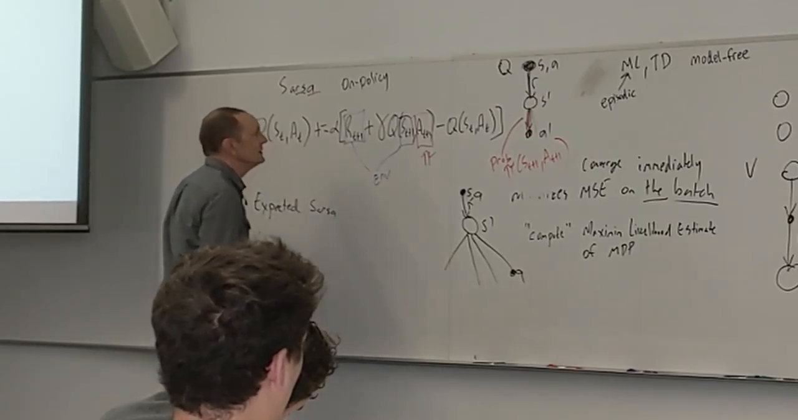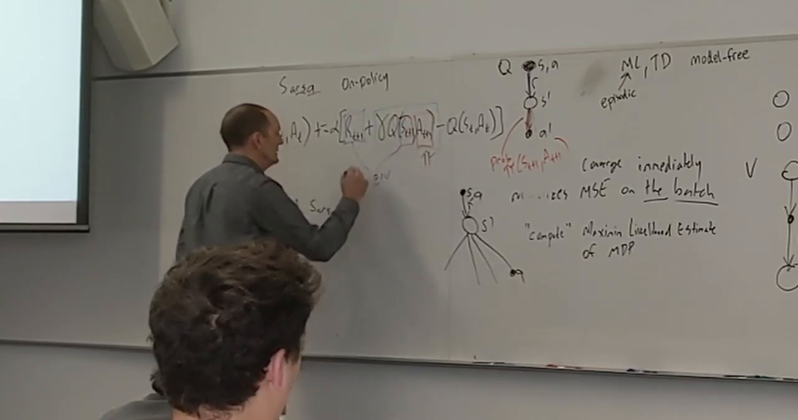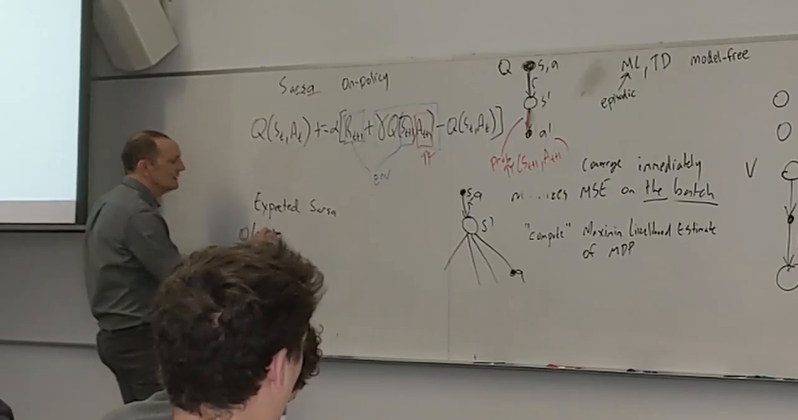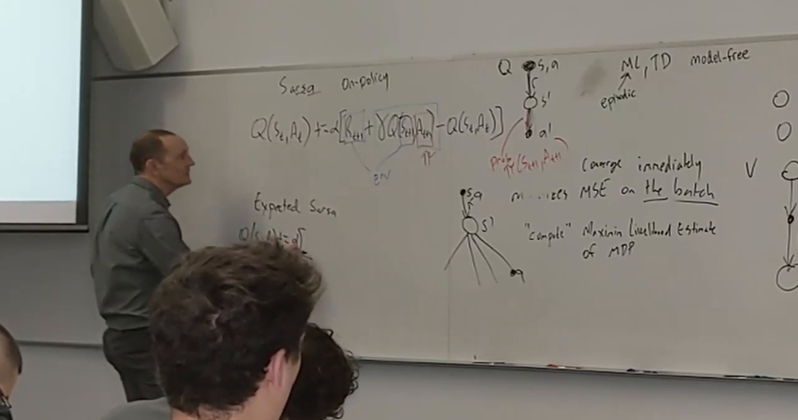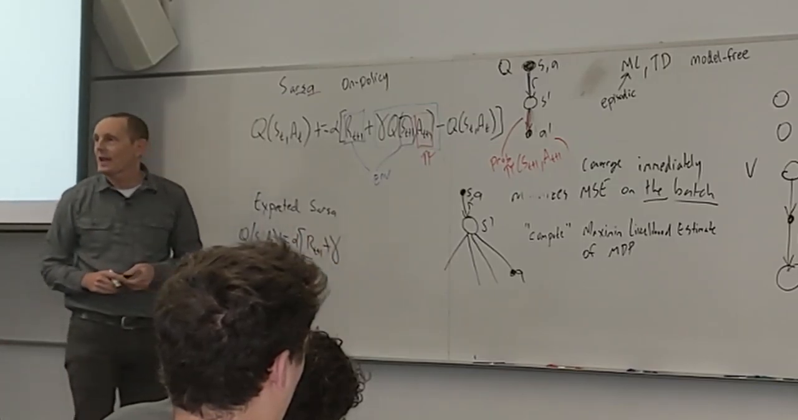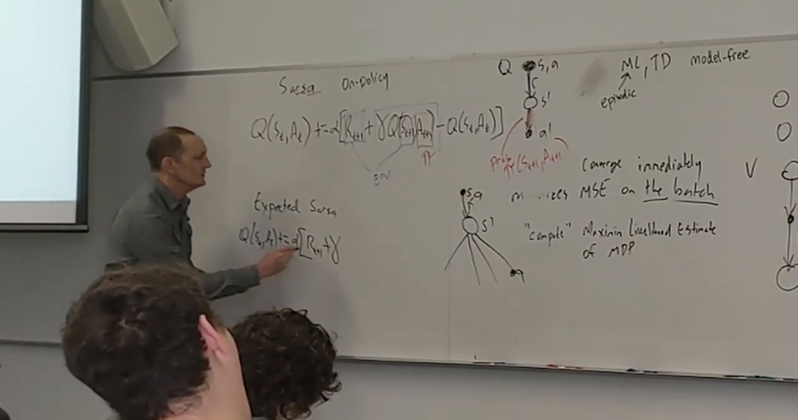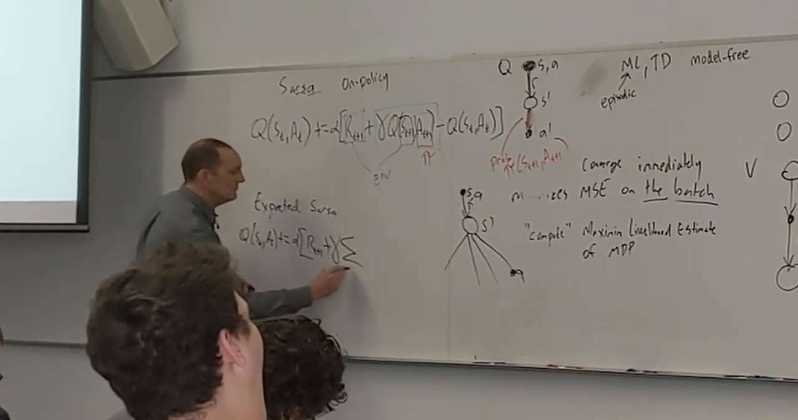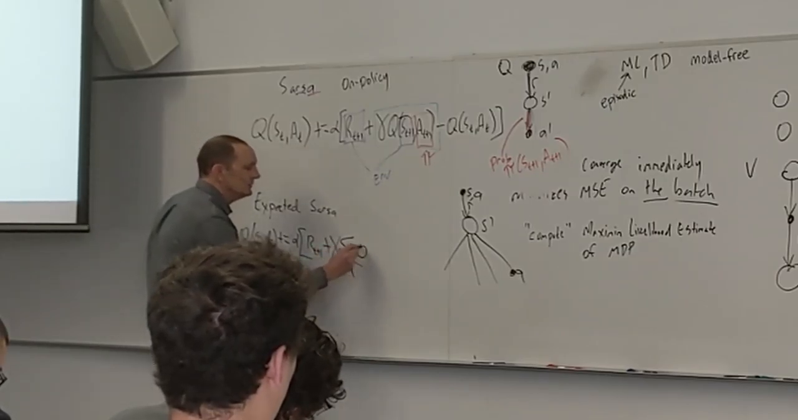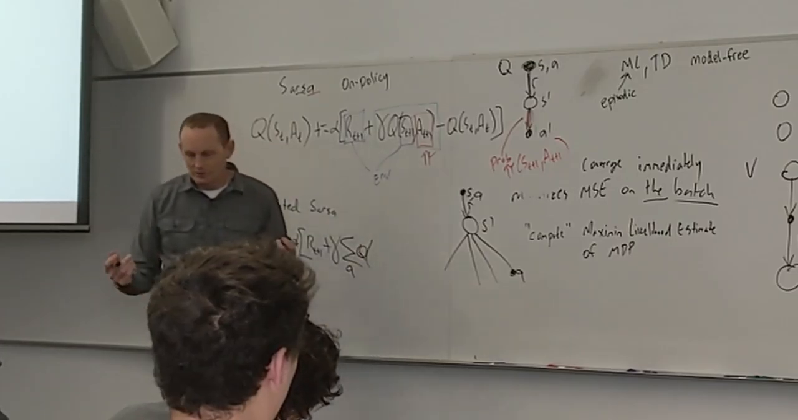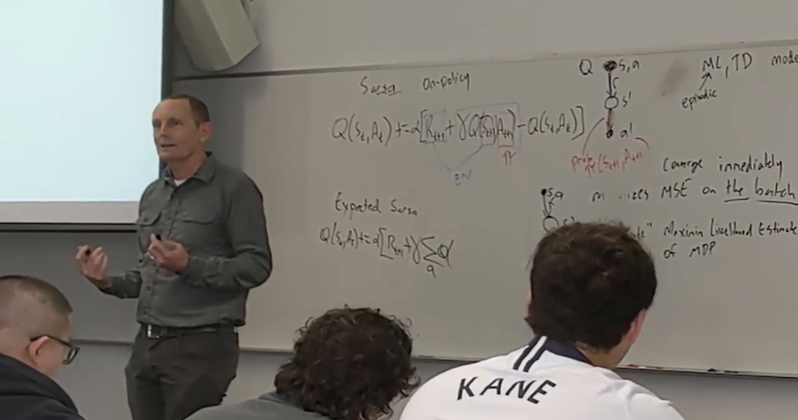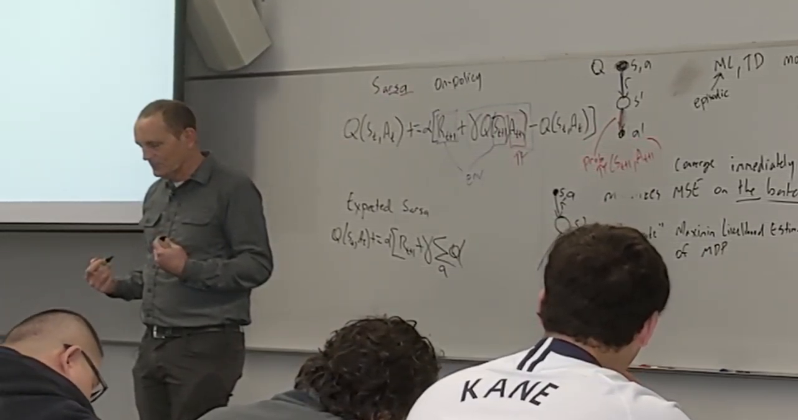Let's first look at the backup diagram. We have a state action pair. We take that action, we get a reward, we get an S prime, but then we look at all our possible actions. And whenever we have a fan out from here, that always means take a weighted average. So expected SARSA, we are going to modify this guy.